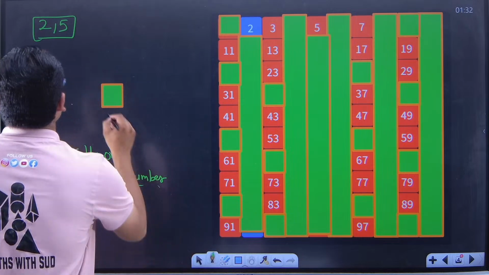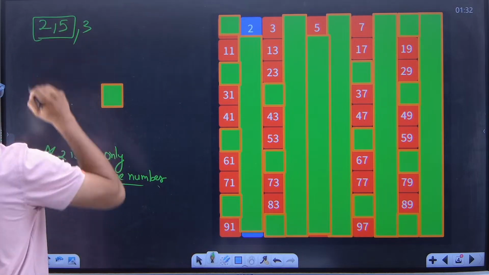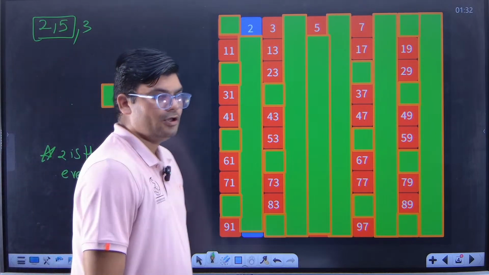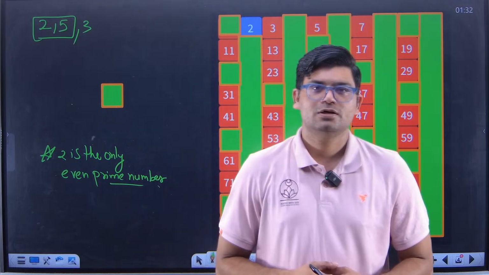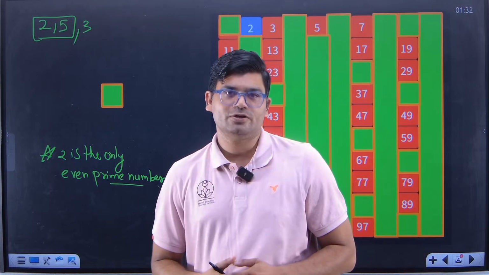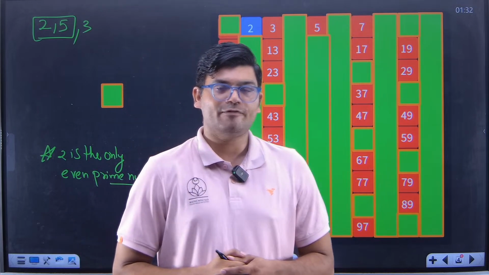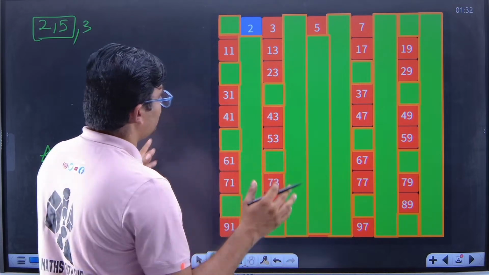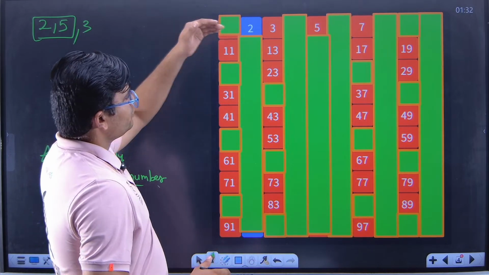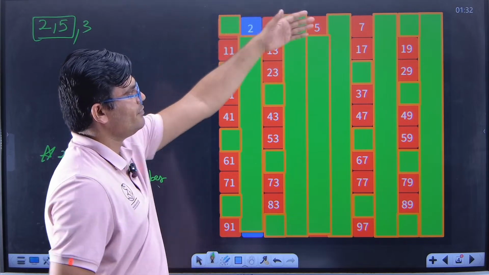So we have checked the divisibility rule of 2, 3 and 5. And you know what? 7 does not have any divisibility rule. So now we have to check with 7 as well, and we have to check all the numbers now. So 7 is, you can say, a prime number.